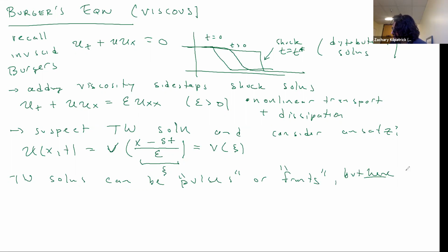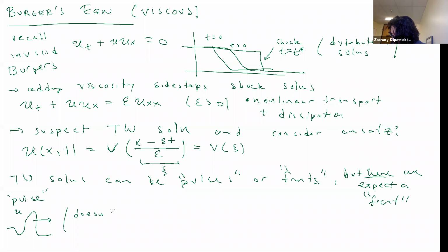But here we expect a front, okay? What do I mean by all this? Well, a pulse is, or sometimes it's called a soliton, would be where you have just a little bump of activity or concentration, and it propagates at some speed, and it's always the same shape. So we will look at some PDEs that do this, okay?